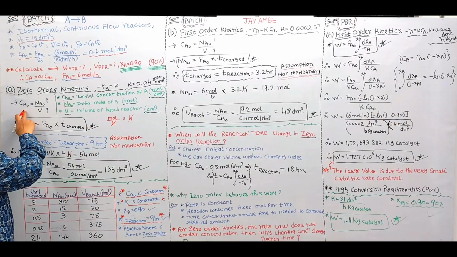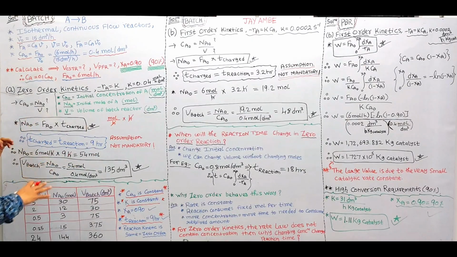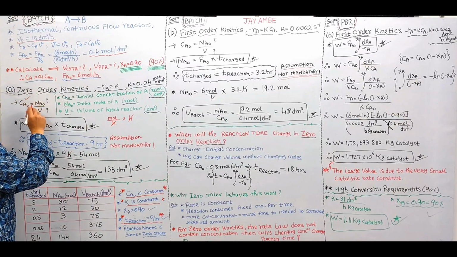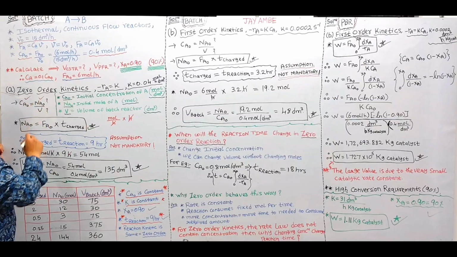I hope up to here you have understood. Now from this equation, if we look again, we have the value of CA naught. Yes, now we have the value of NA naught.